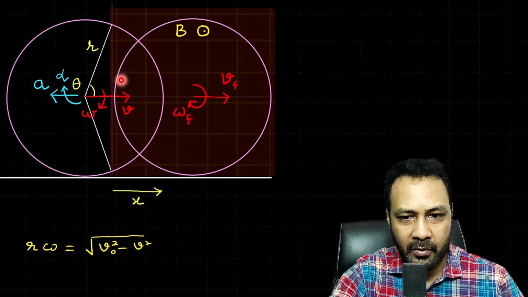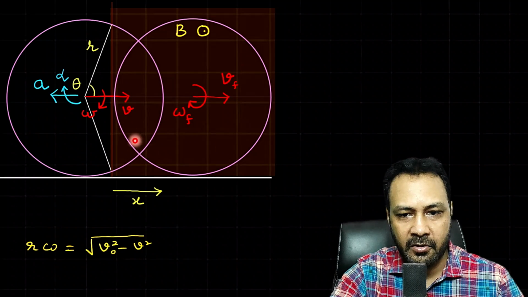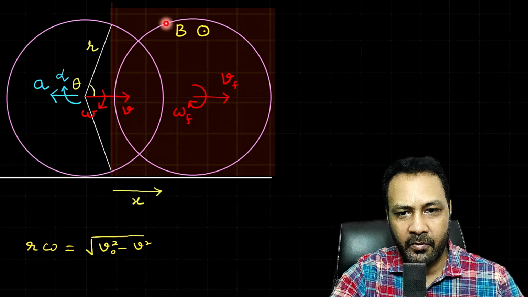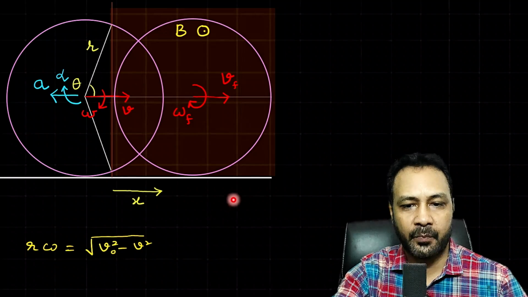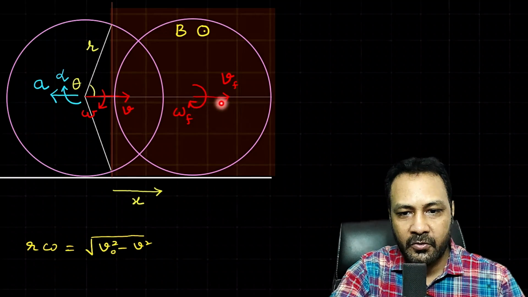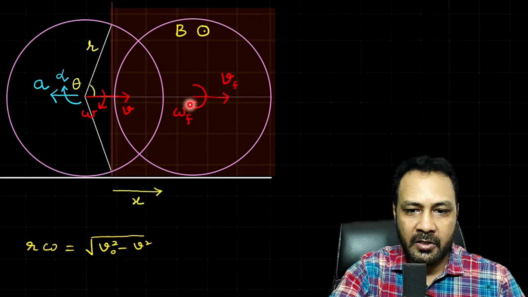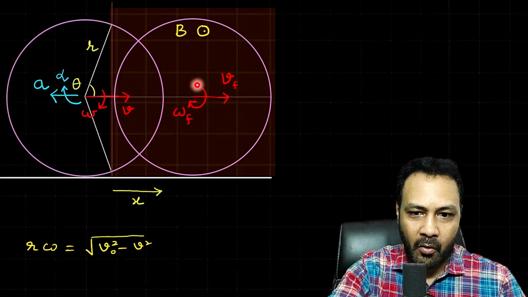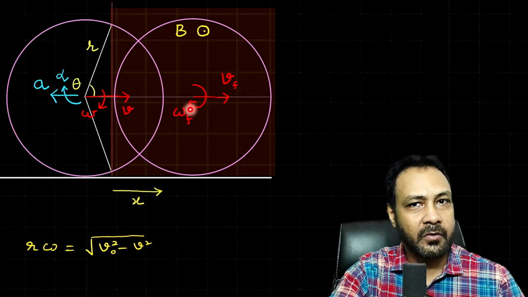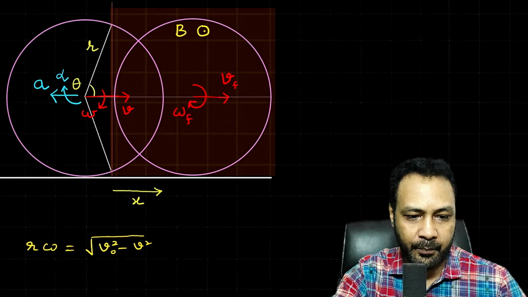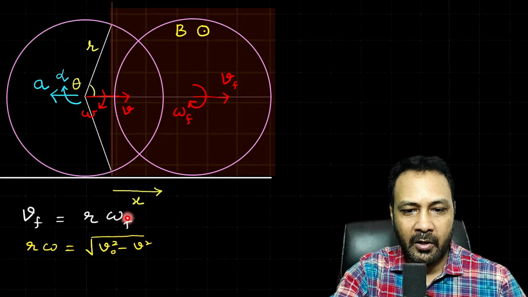Now this is the moment when it has fully entered into this magnetic region. This is the first moment when it has fully entered. At this moment, suppose the velocity of the center of mass has become Vf and the angular velocity has become omega f. And now the pure rolling has started. That's what the condition is given. So at this moment, Vf will be r omega f. Vf is equal to r omega f.